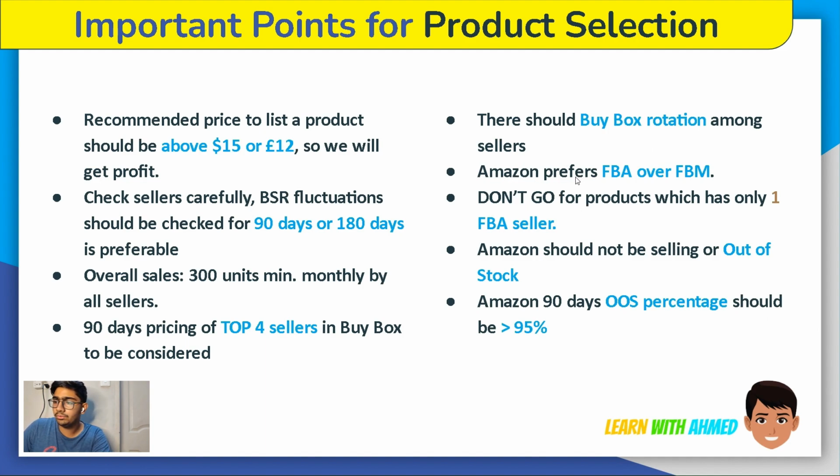Amazon prefers FBA over FBM. This is also something I told you about the buy box: we need to win the buy box, and there are certain criteria. This is one of them, that FBA is preferred over FBM. Don't go for a product which has only one FBA seller, as it can indicate that the product may be risky or expensive to do FBA. Amazon should not be selling, or should be out of stock. Amazon's 90 days out of stock percentage should be greater than 95%.